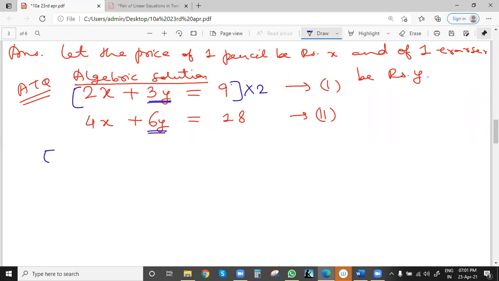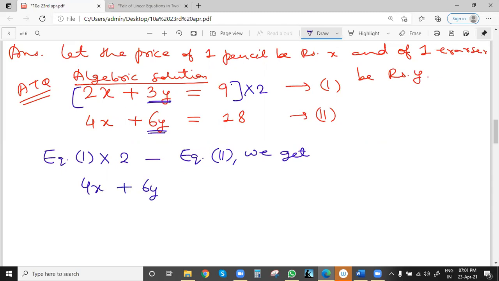So we can write equation 1 into 2 minus equation 2, because both are in positive sign. We have used the elimination method here; any one method you can use based upon your convenience. So equation 1 multiplied by 2 on both sides: 2x into 2 is 4x, plus 3y into 2 is 6y, equal to 9 into 2 is 18. Equation 2 will be the same as it is, 18.